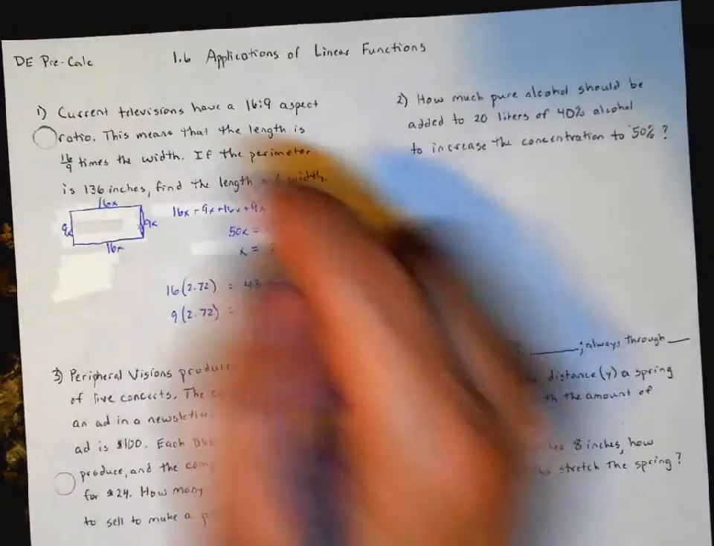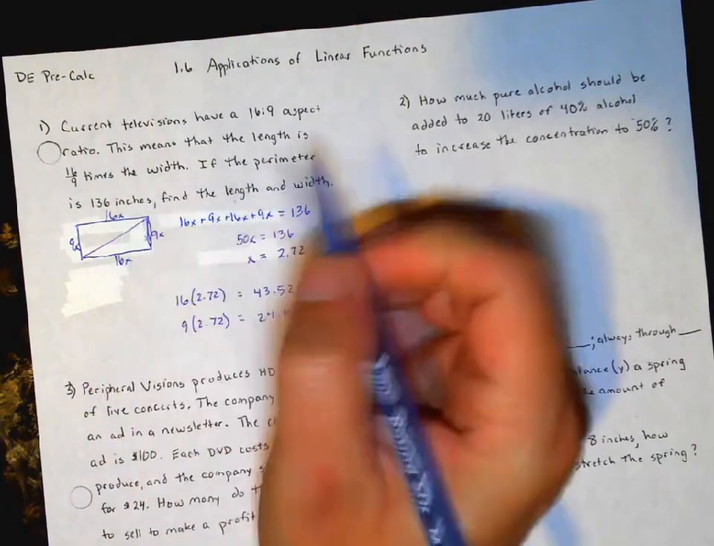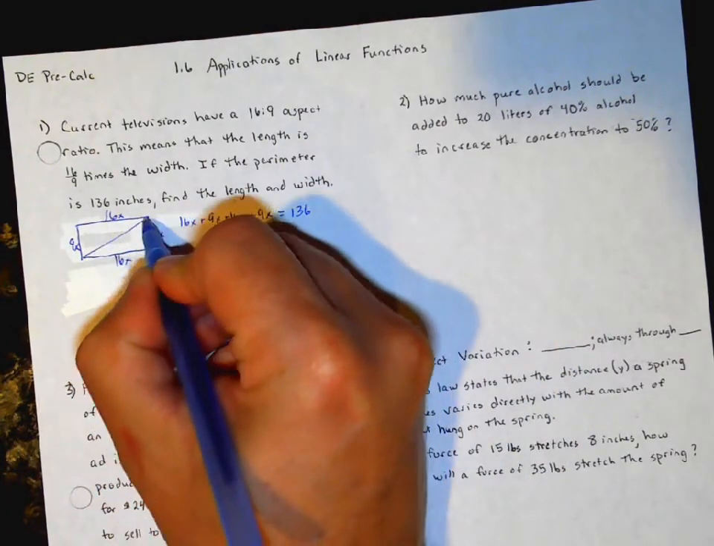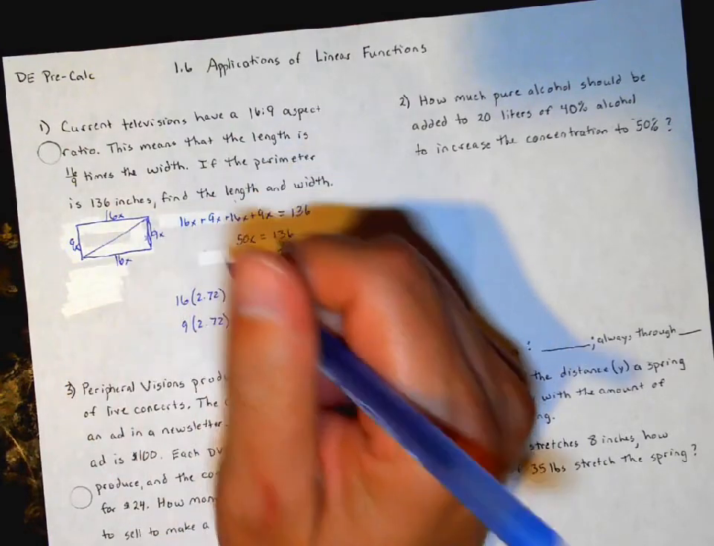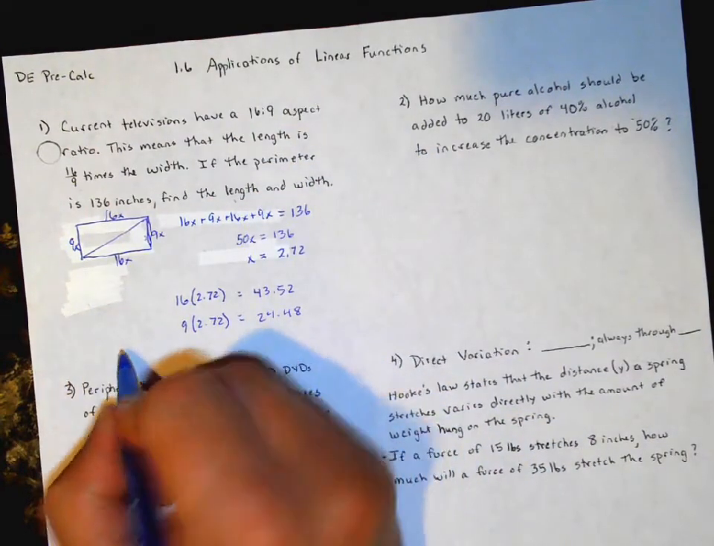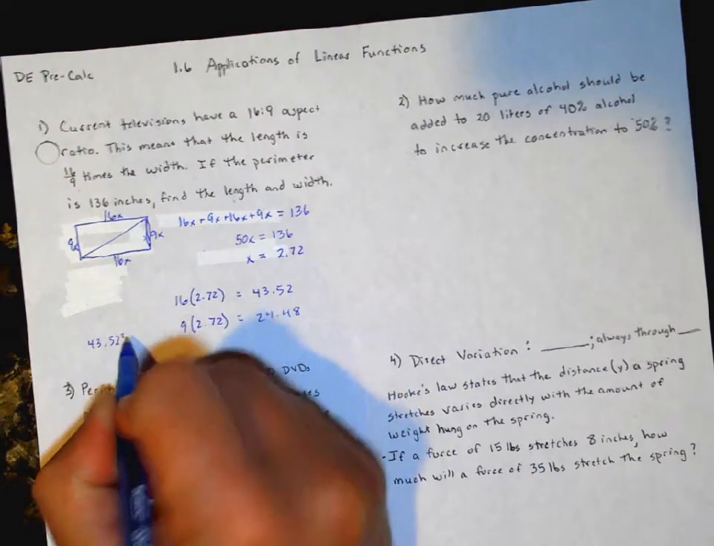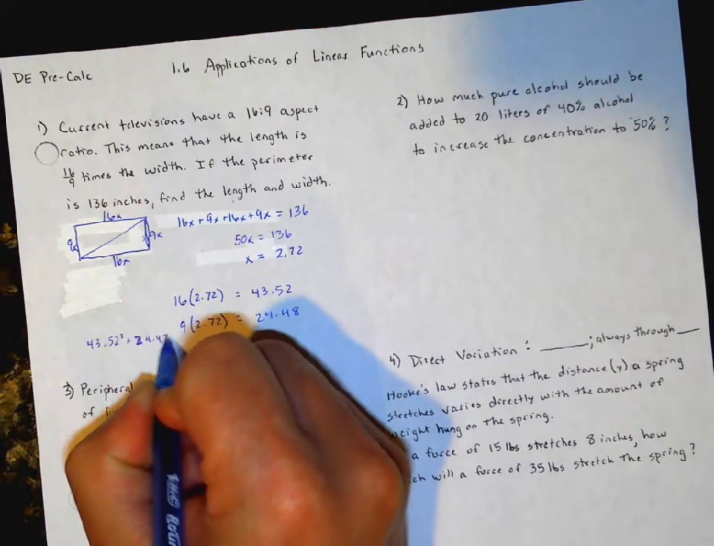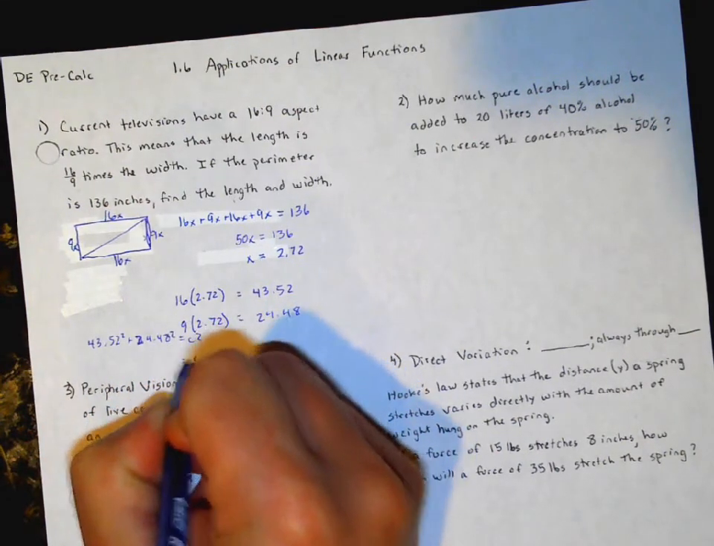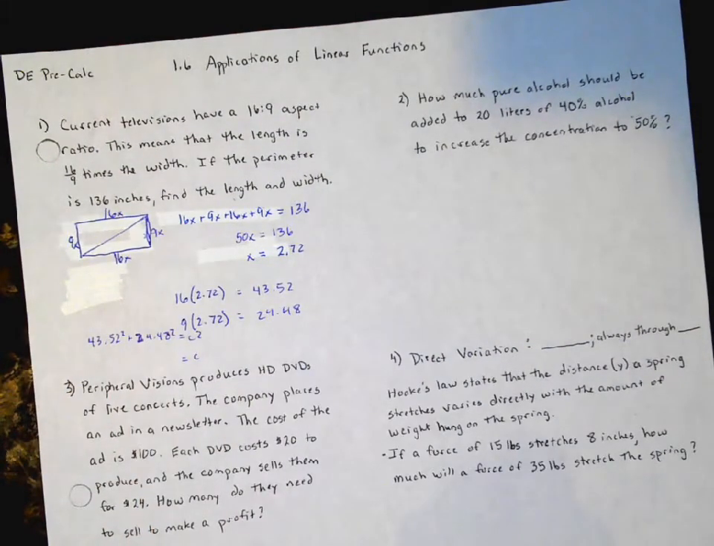Just on a side note, they measure TVs by their diagonal. So if you have a 55-inch TV, that means the diagonal is 55. How would you decide how big this TV is, what advertised inches? Well, you'd have to use the Pythagorean theorem, right? So 43.52 squared plus 24.48 squared is equal to your c squared, and you could come up with what your c is, your diagonal there, for how big the TV is. But let's move on to number two.